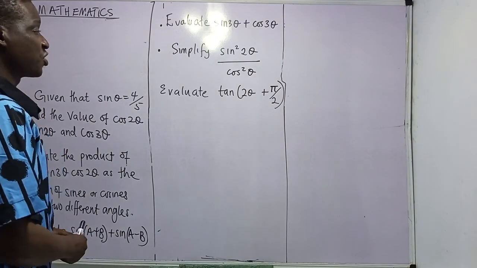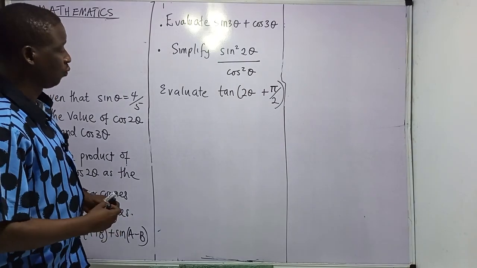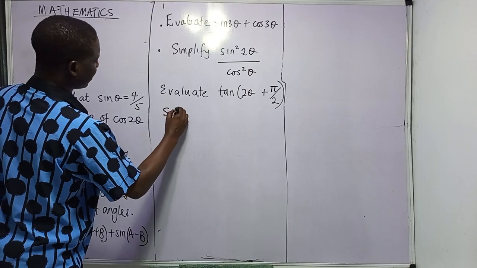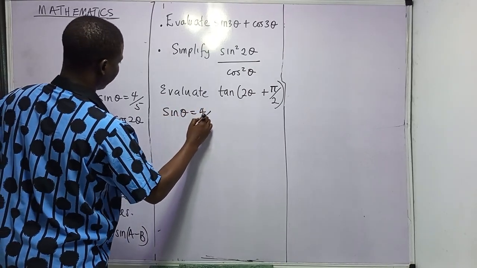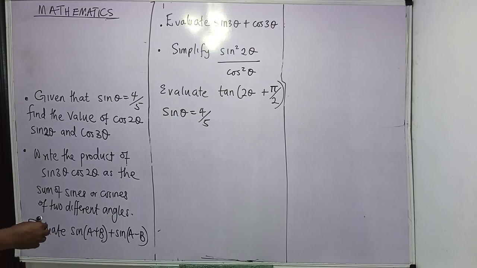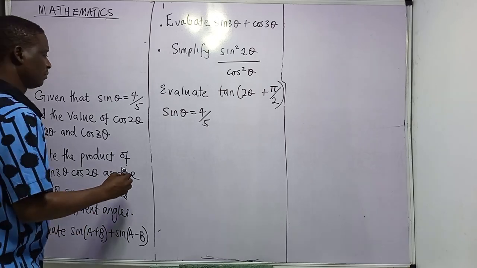Now, let's solve number 2. Number 2 says sin theta is equal to 4 over 5. Find the value of cos 2 theta, sin 2 theta, and cos 3 theta.